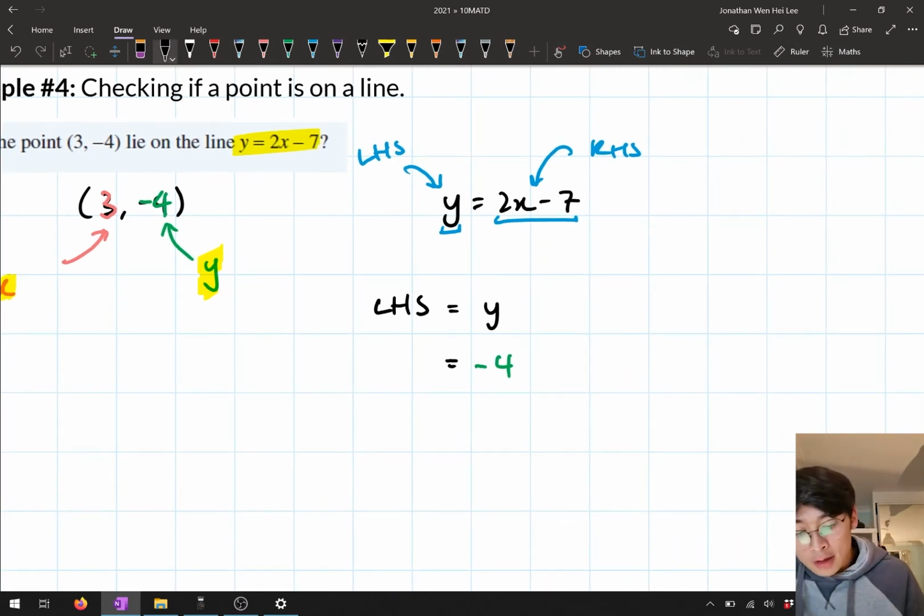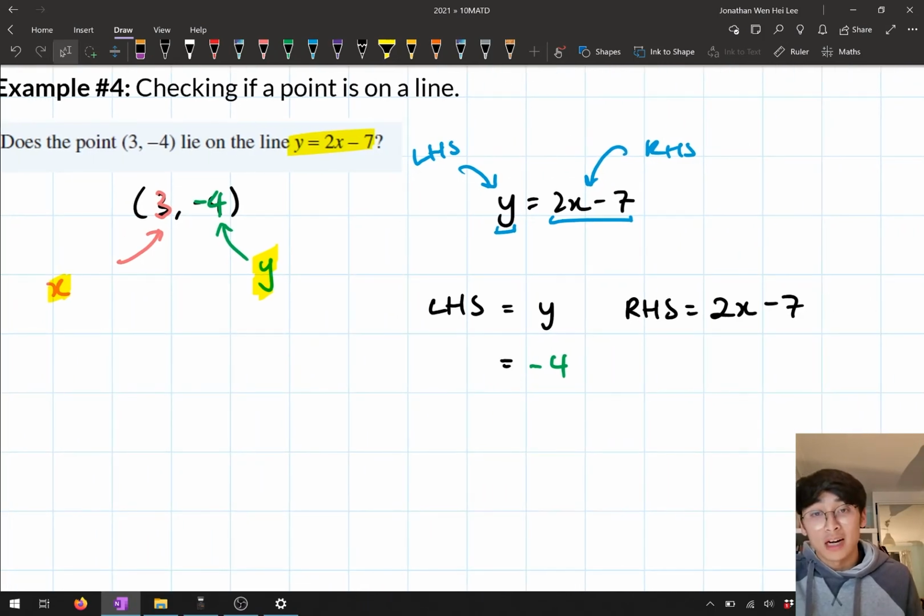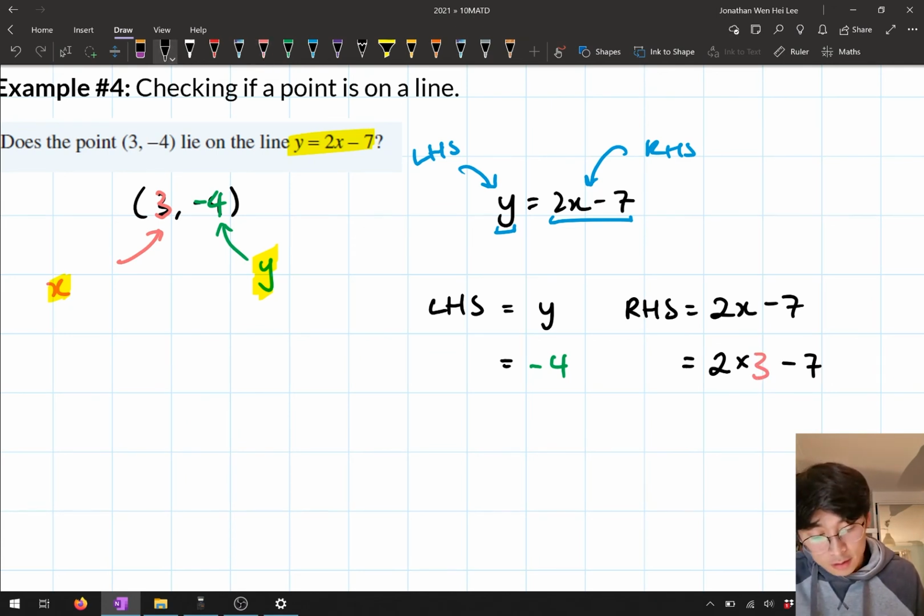Now, the second part is I'm going to do my right-hand side. On my right-hand side, I have this statement, 2x minus 7. What I'm going to do here is replace x with the x coordinate of my point. So here I'm going to replace x with 3. So I'm going to have 2 times 3 minus 7. So let's just figure out what this is. 2 times 3 gives me 6, minus 7, so that gives me minus 1.